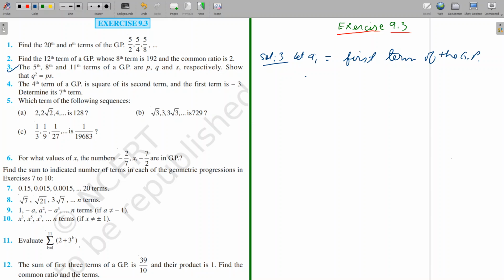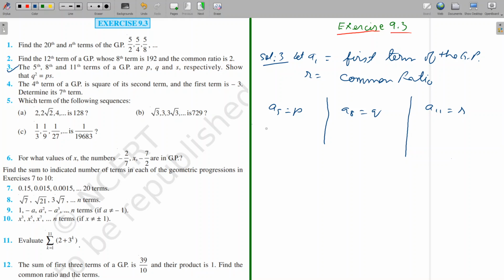And let R equal to common ratio. And what is given to us? The 5th term is equal to P, so A5 equal to P. And it is given to us the 8th term is equal to Q, so A8 is equal to Q. And also it is given to us the 11th term is equal to S, so A11 equal to S.